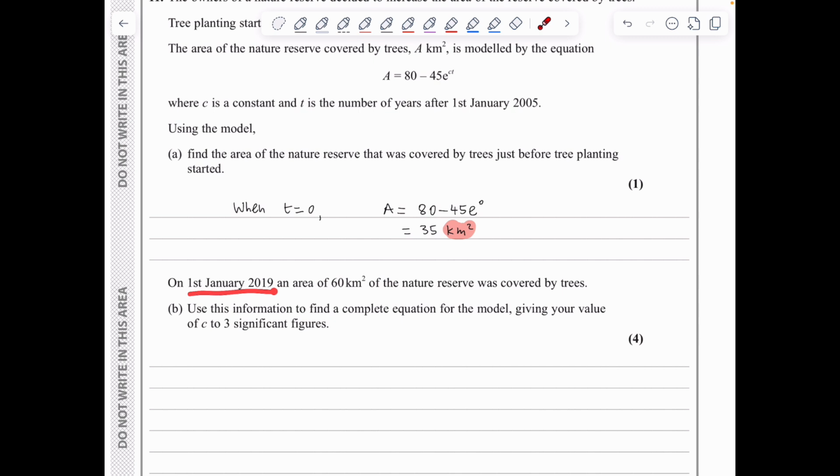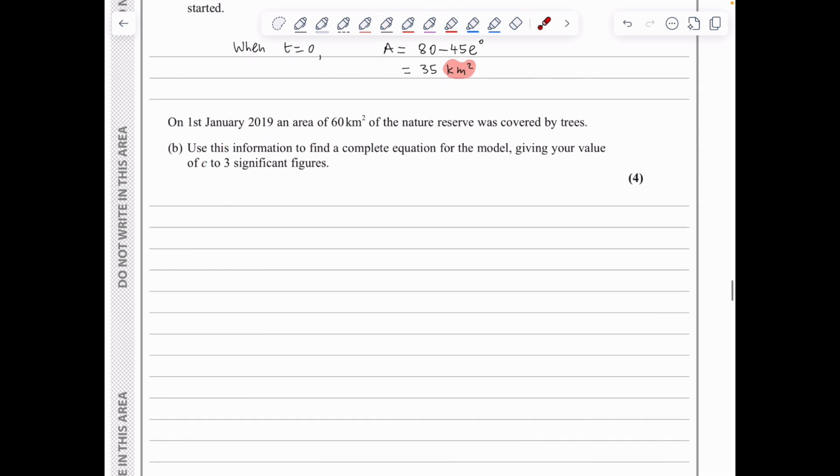Now, on the 1st January of 2019, an area of 60 square kilometers of the reserve was covered by trees, and we need to use this information to find a complete equation for the model, giving the value of C to 3 significant figures. So, we know that on the 1st of January of 2005, t had a value of 0, it was the initial time.